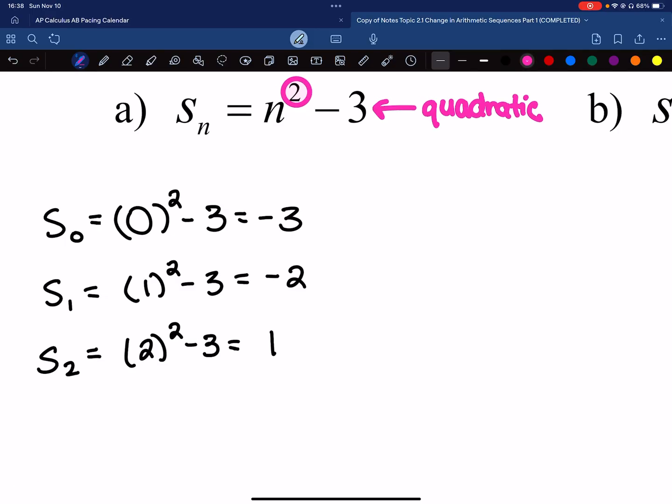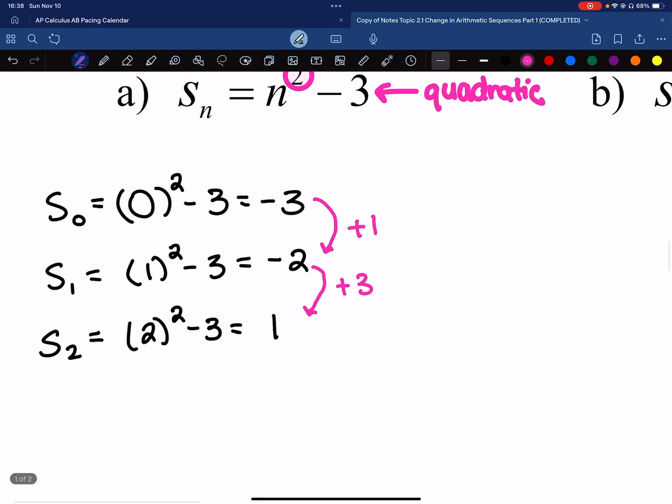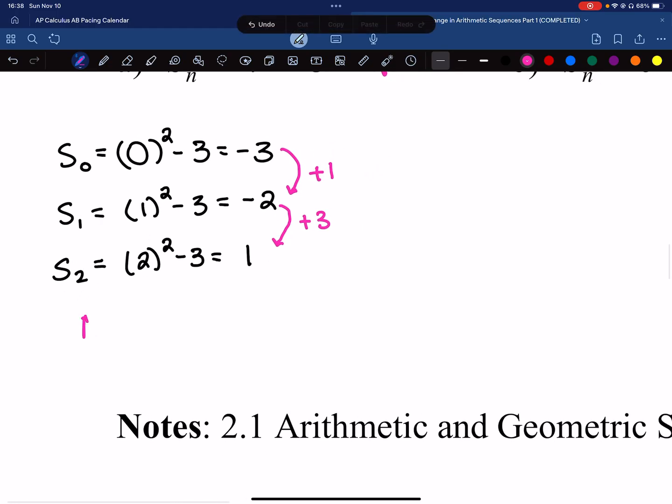And so if you look, to go from term to term, here we're adding 1, but here we had to add 3. So we're not adding the same amount each time. So this is not arithmetic because there's no common difference.